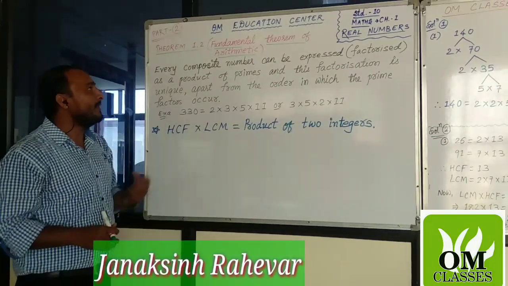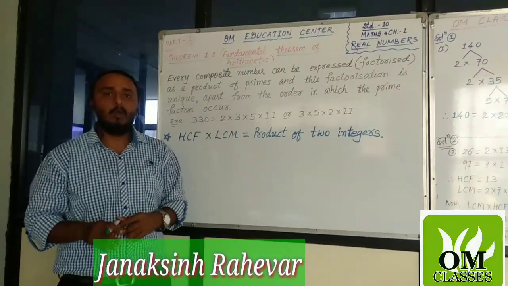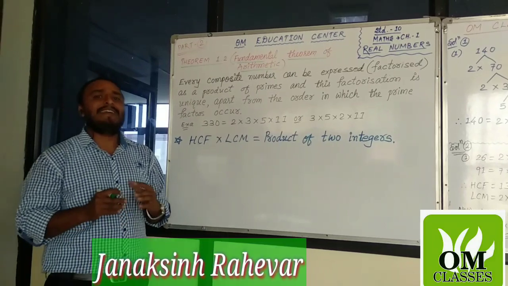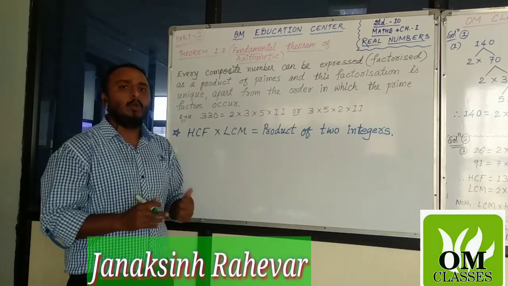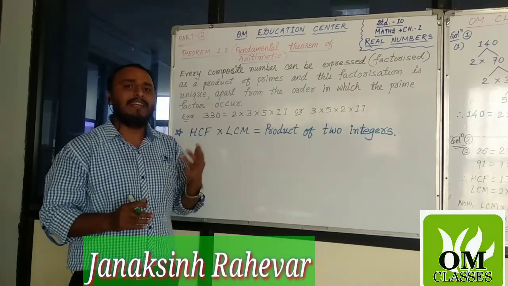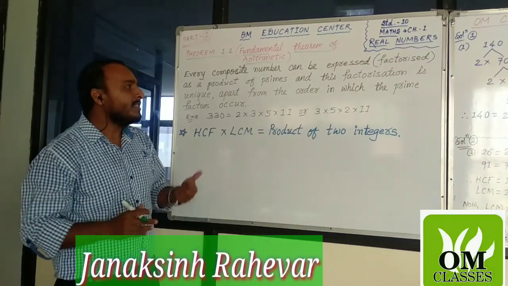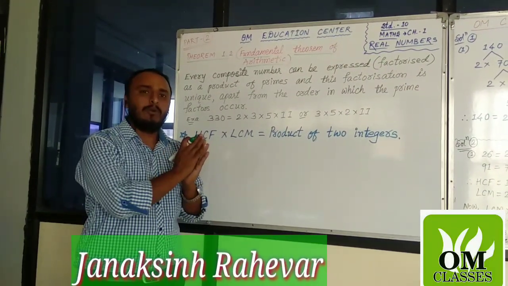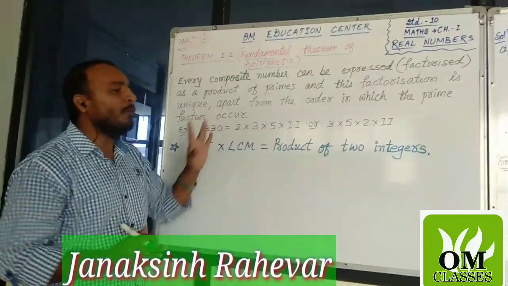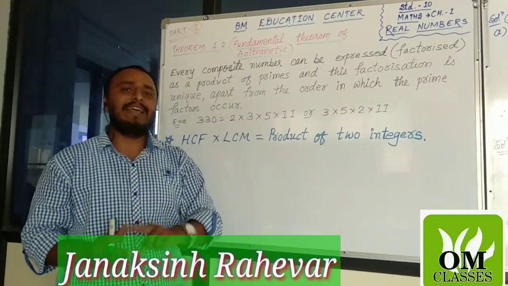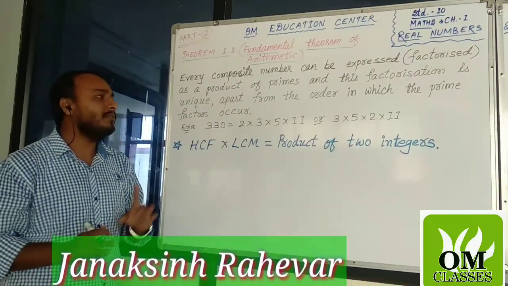Now what they want to explain here is that any composite number can be factorized. First, what are prime numbers? Prime numbers are the numbers which have exactly two factors, that is 1 and the number itself, like 2, 3, 5, 7, 11, 13, 17, 19, 23, 29, 31, 37, 41, 43, 47. These are the prime numbers from 1 to 50, and the remaining numbers except 1 are composite numbers. Remember, 1 is neither prime nor composite because it has only one factor, that is 1.